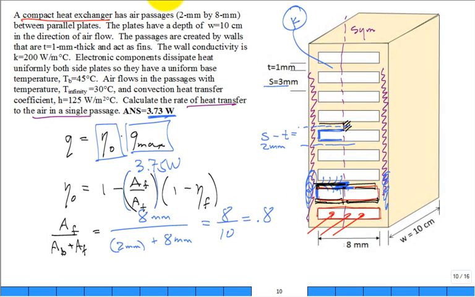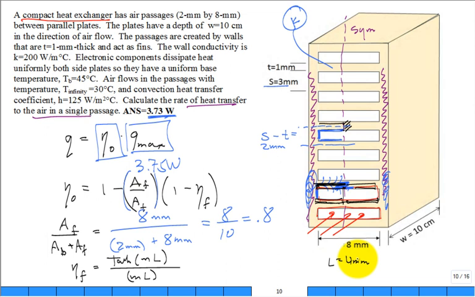All right, what about the other term that's a lot of work, eta of one fin? Hyperbolic tangent of the fin parameter m times L divided by m times L. It's like I have a fin protruding from the left side and a fin protruding from the right side, and in the middle the two fins butt up to each other. Do I need to use L sub C for this problem? Not at all. There's no convection off the tip of the fin. So L is equal to 4 millimeter for this problem.